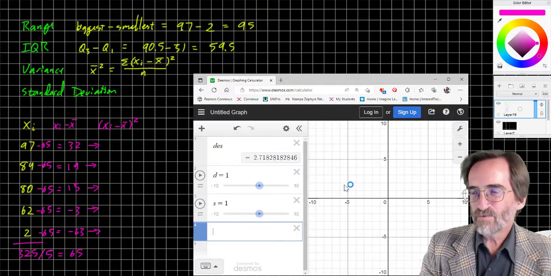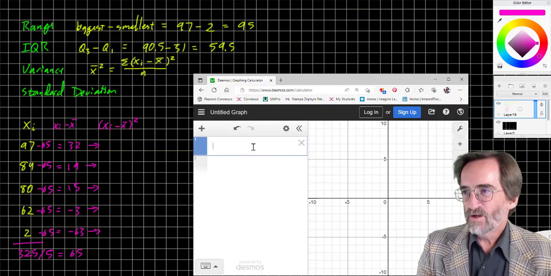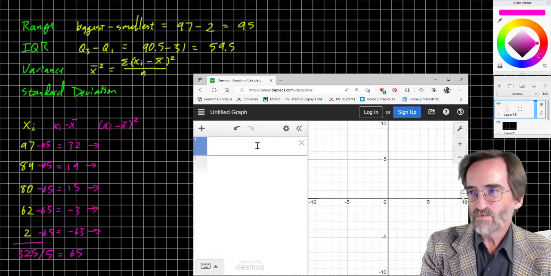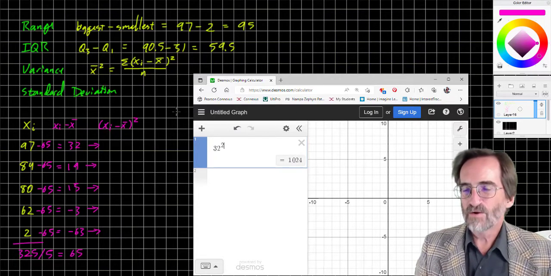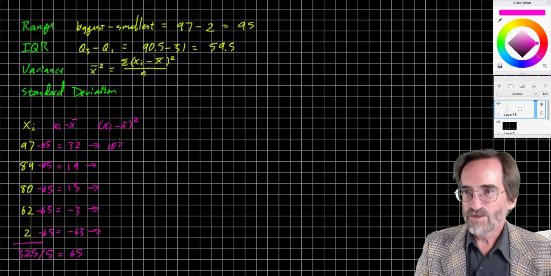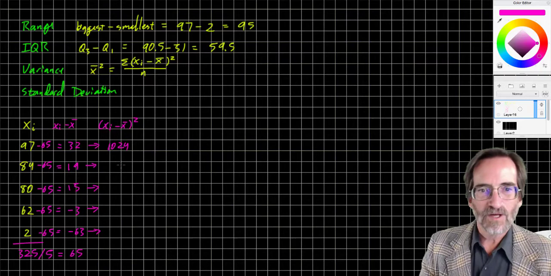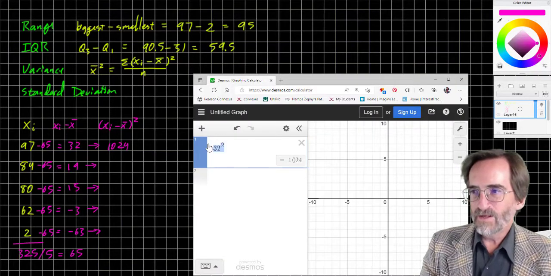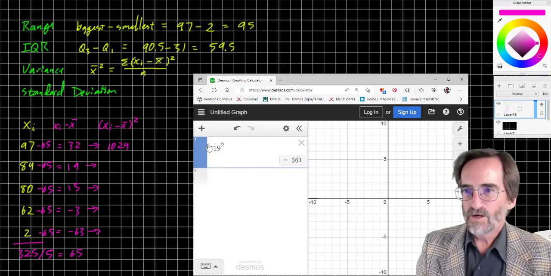I will show you the way to calculate it straight off as well. So 32 squared is 1024. Of course, it's 2 to the 10th. 1024, I should have known that. 19 squared, I should have memorized, but I haven't. 19 squared, 361.